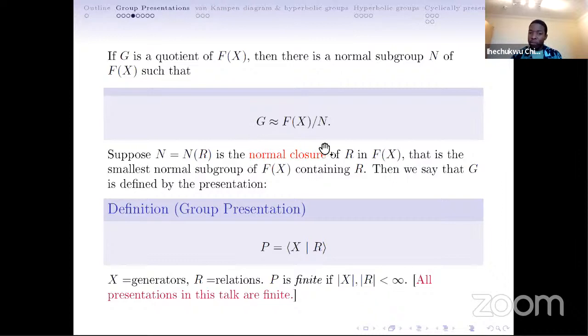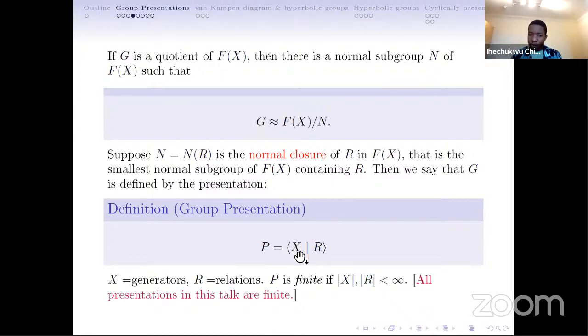It turns out that you don't actually have to kill every element in N to kill N. There is some subset of N, we'll call it R in this case, such that when you kill R, you have actually killed the whole of N. This happens when N is something called the normal closure of R. That is, the smallest normal subgroup of your group containing R. In that case, we say that this is a presentation for your group G.